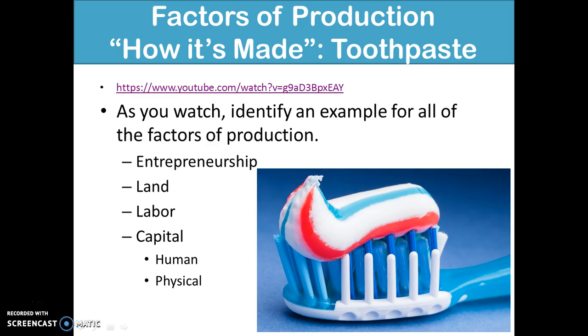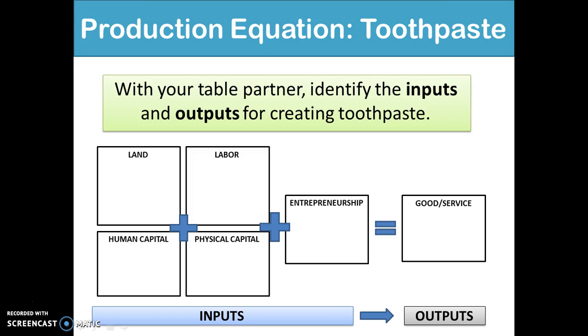The last example we did together in class was we went to this YouTube video. We watched this video called How It's Made, and it showed the behind-the-scenes look at toothpaste and the factory and everything that goes into making it, and we identified examples of the factors of production. And then we filled out this graphic organizer together, and this is one of the handouts that you can find uploaded to Schoology.